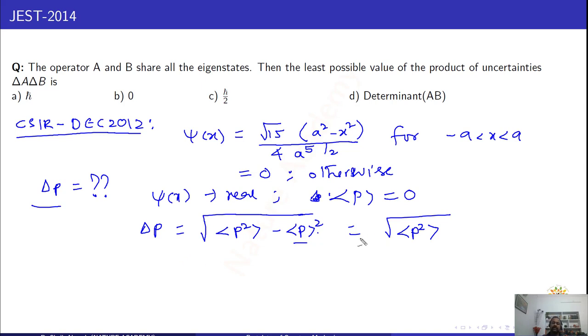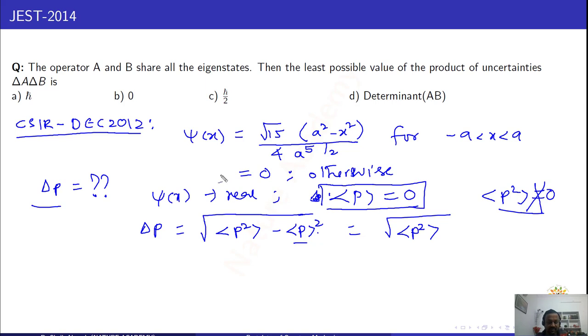So here you have to calculate the expectation value of p square. Since the given wave function is a real wave function, the expectation value of p is 0. If the expectation value of p is 0, it need not mean that p square is 0. So we cannot say simply that the expectation value of p square is 0. I don't know whether it is 0 or not, but okay, we have to check. We have to calculate the expectation value of p square.